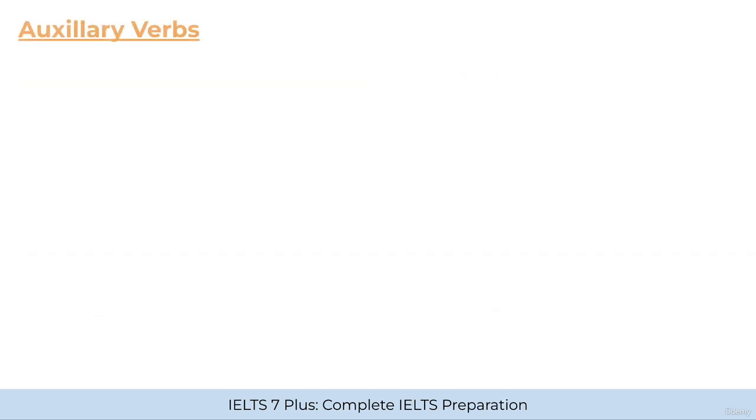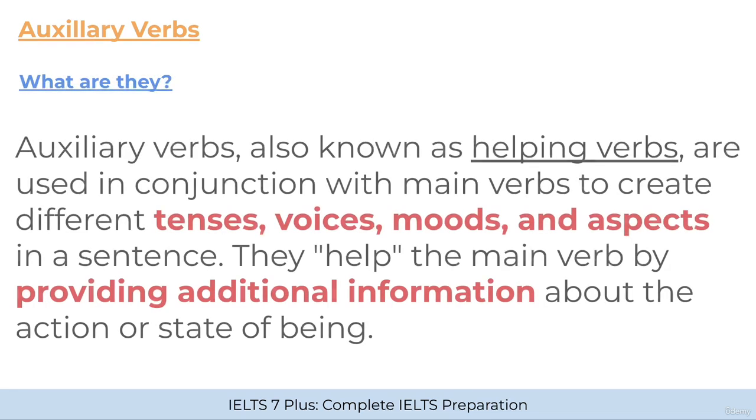Okay, so you have auxiliary verbs then. Now, these are a category of verbs. They are known as helping verbs, and they are used with the main verbs like our run or write or eat to create different tenses. So when we think about the tenses later on in this course, we'll rely on our auxiliary verbs, so keep that in mind. Voices, moods, and aspects in a sentence. So they lend a hand by providing additional information about the action or state of being.